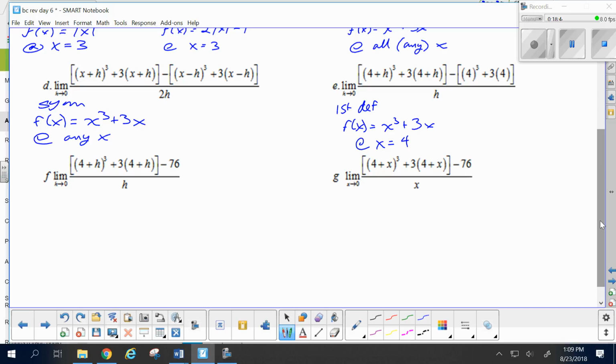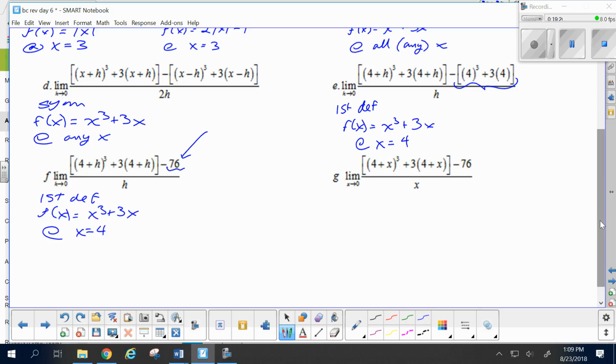All right. What did you say? First definition. F of x is x cubed plus 3x. At a point or at any point? At x equals 4. It's the same as that one? Yeah, this is actually the same as 76. Now that actually makes it quite a bit more difficult to locate, and it feels like 76 is out of nowhere. In that case, you want to use this as your guide for what the function is.